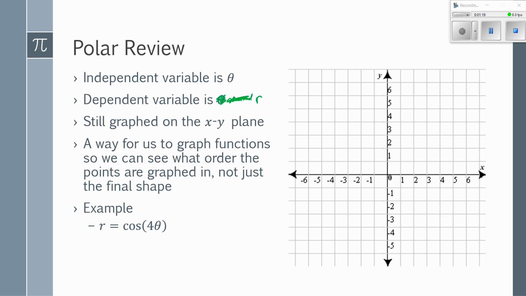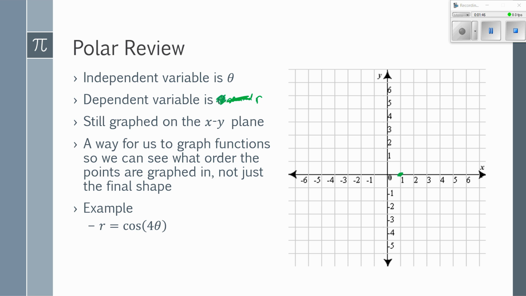So an example of this would be r equals the cosine of 4 theta. So if theta is 0, I would plug 0 in for theta. Cosine 4 times 0 is 0. Cosine of that is 1. So r would be 1 when theta is 0. So here is where my point would be.